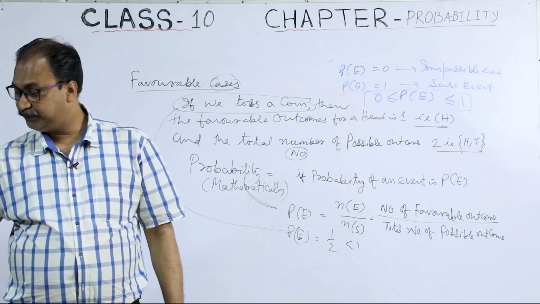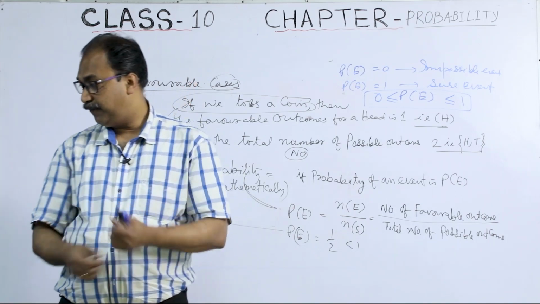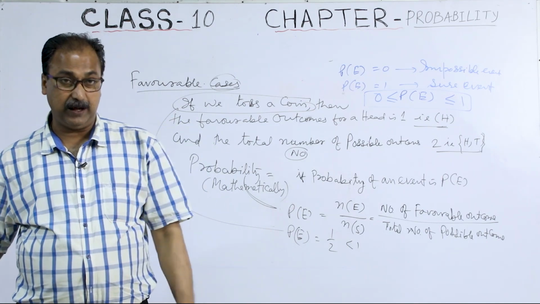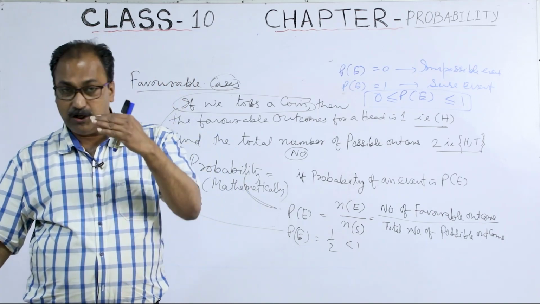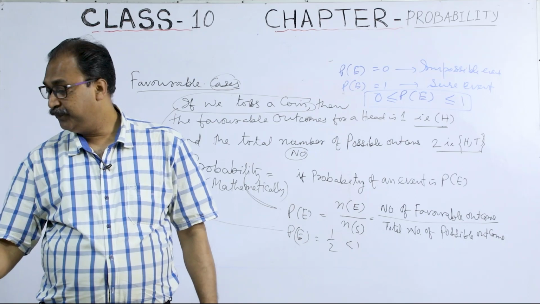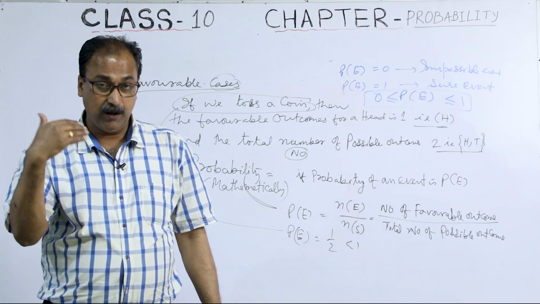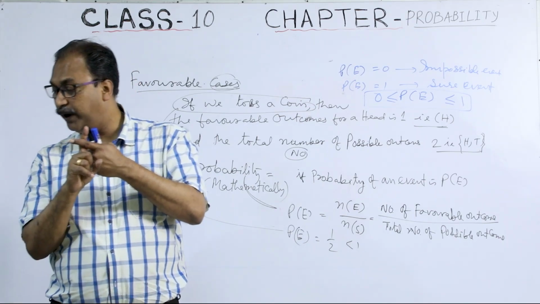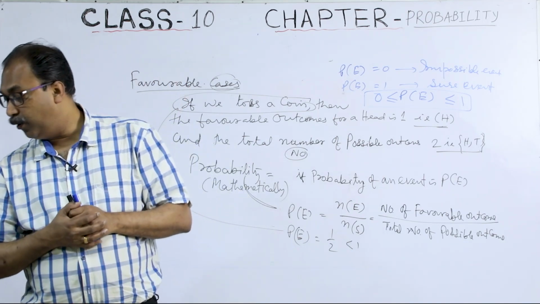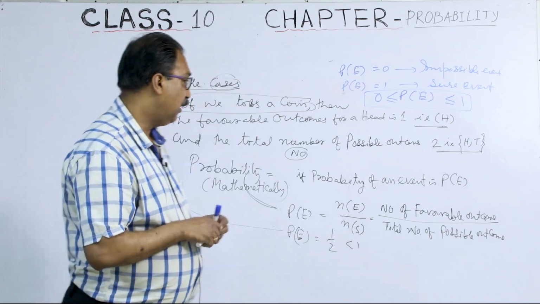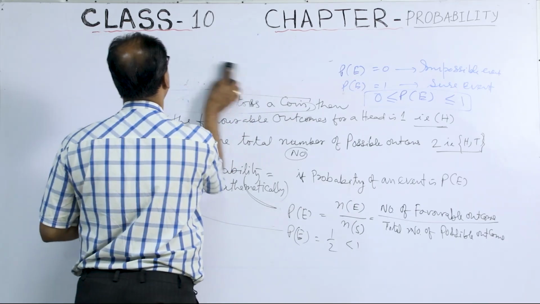Clear? Understand? Now, what is the procedure to find the probability? I'll tell you the procedure to find the probability. So please note it down. Procedure for finding the probability of a simple event. Number 1 point: first count the total number of outcomes in the sample space. You have to find the total number of the sample space.